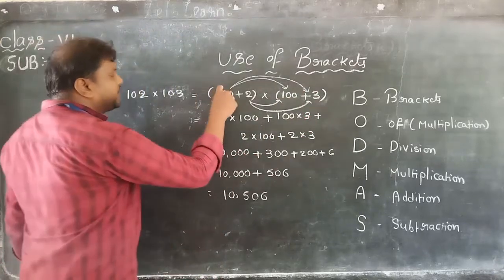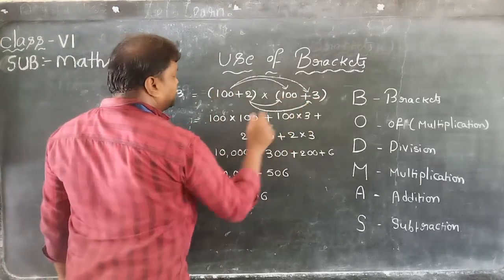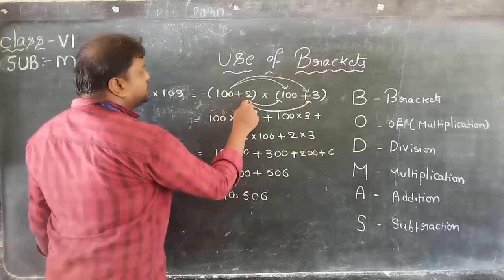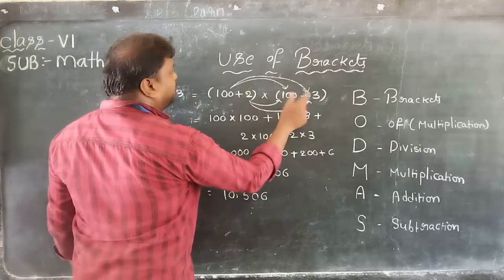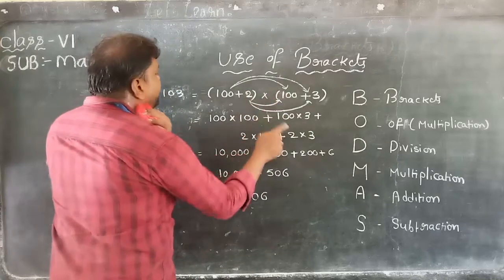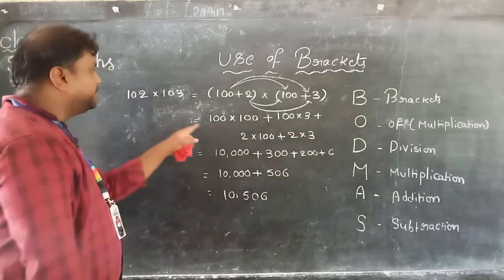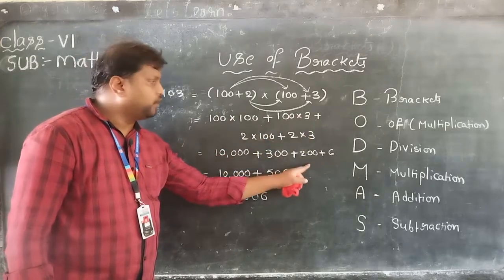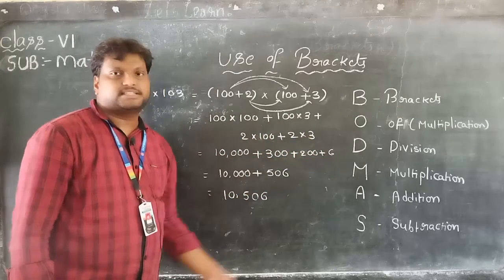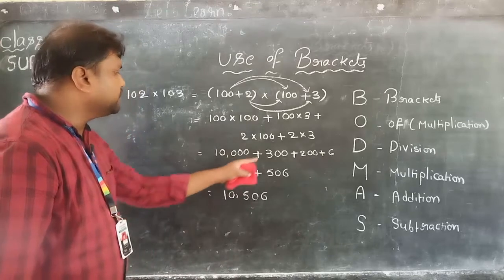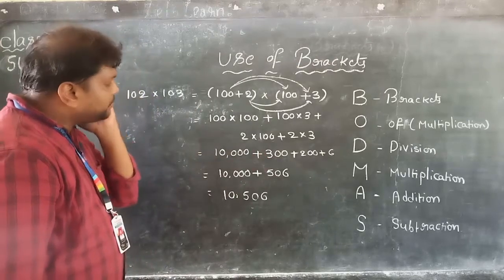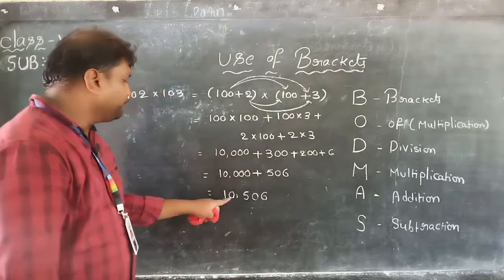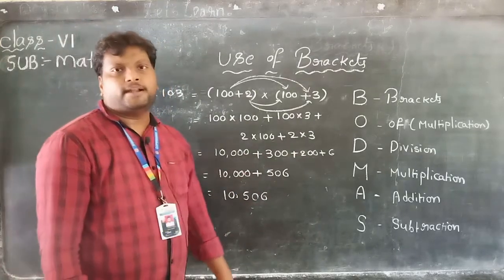Next, this 100 should multiply 100 and 3 separately: 100 into 100 and 100 into 3. Next, these two should multiply 100 and 3, means 2 into 100 and 2 into 3. Then 100 into 100 is 10,000, 100 into 3 is 300, 2 into 100 is 200, 2 into 3 is 6. Finally, 10,000 plus 300 plus 200 is 500, plus 6 is 506. Total, you have 10,506.